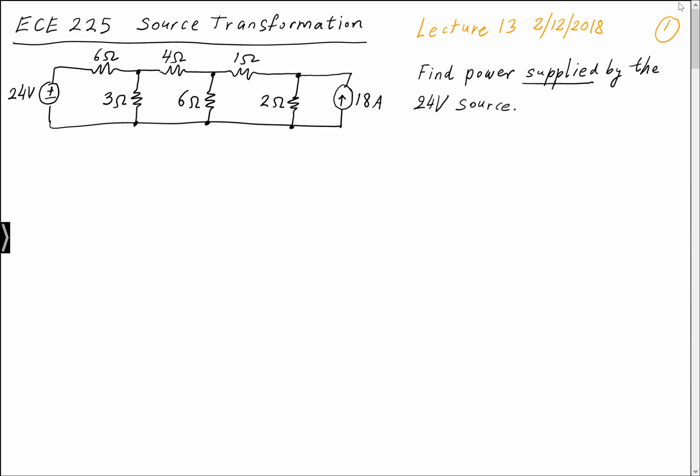In this problem, you're asked to find the power supplied by the 24-volt source. When we talk about power supplied by a source, in this case a voltage source, we're talking about the amount of current that the voltage source pushes to the rest of the circuit. In other words, current that's leaving the positive terminal. Again, if we had asked for power absorbed, we would be asking for the current going from the plus to the minus terminal. But since this is the power supplied, we want the current that's leaving the 24-volt voltage source, the positive terminal.